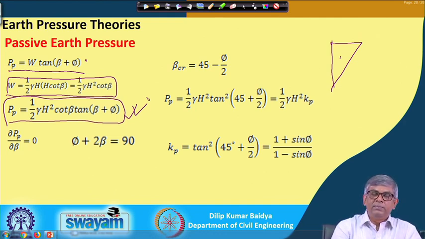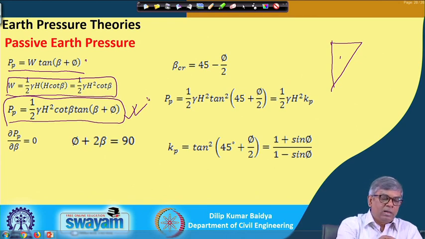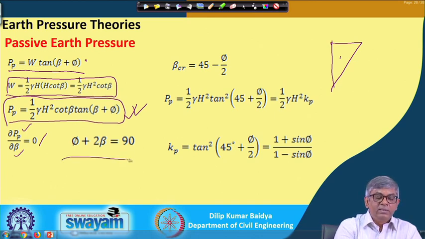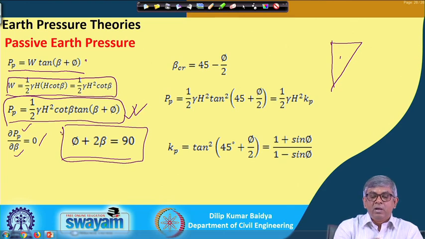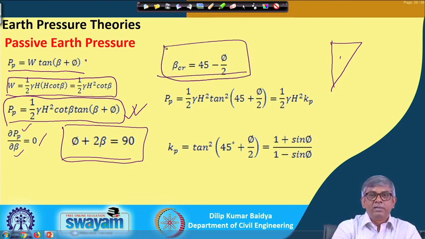So, how to maximize that? If I differentiate and set to 0, then I will get the value of that particular variable for which it will become maximum. So, if I differentiate P p with respect to beta, delta P p by delta beta equal to 0, and then simplify, we will see that phi plus 2 beta becomes 90 degrees, or beta critical becomes 45 degrees minus phi by 2.